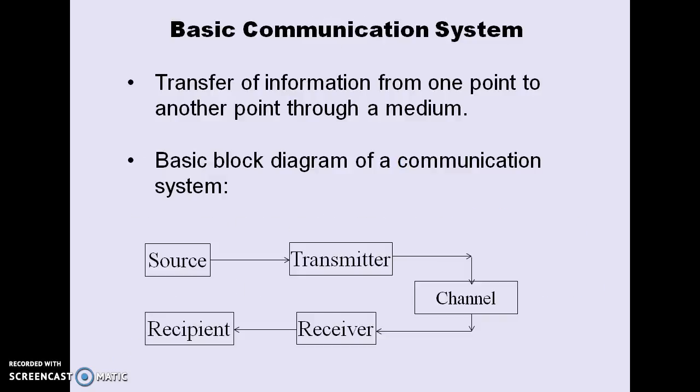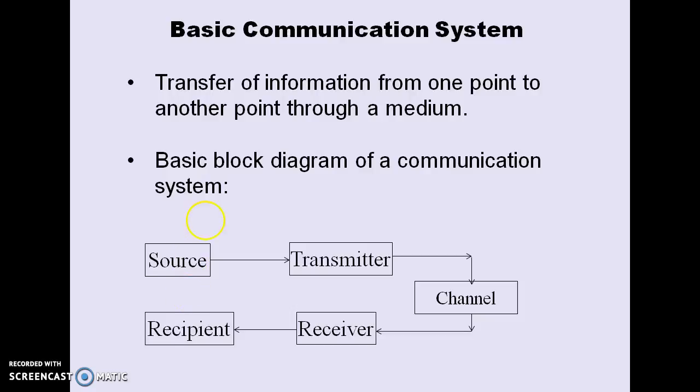So first I will recall what a communication system is. A communication system is to transfer information from one point to another point through a medium. This is a basic general schematic of any type of communication system. There is a source, the point from where we want to send the message, and this is the recipient, who will receive that message.